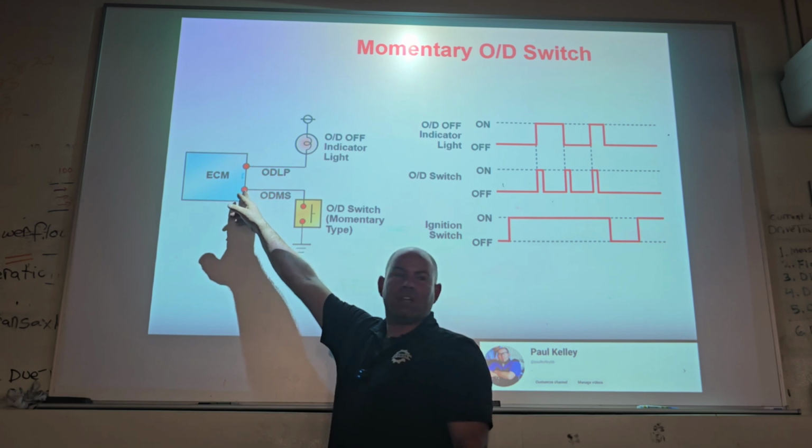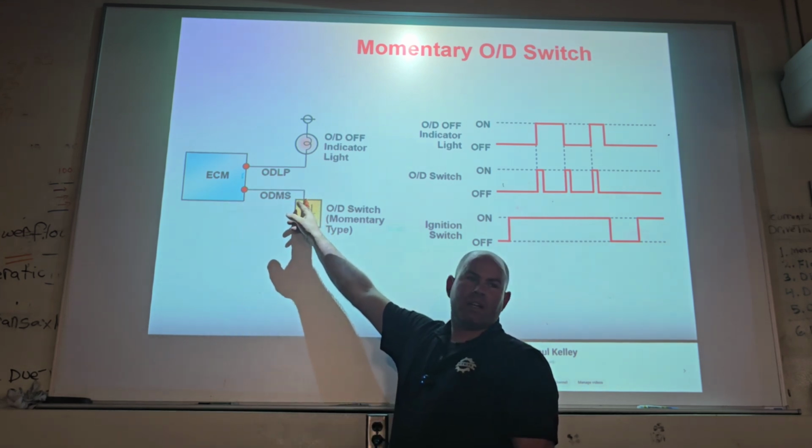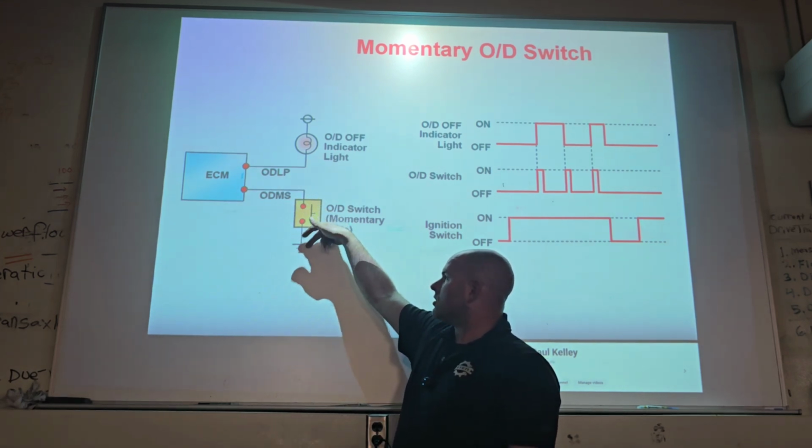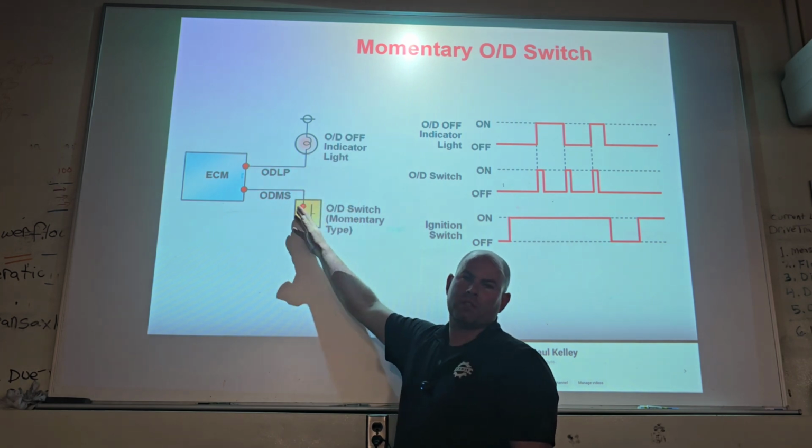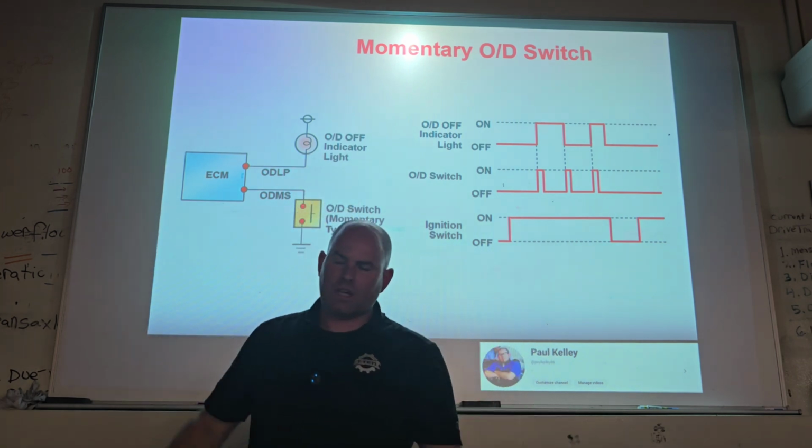Does it have 12 volts here? Is the 12 volts getting to here? Is the ground getting to the switch? And then is there continuity when this is depressed? Make sense? But initially, it's just the scan tool.